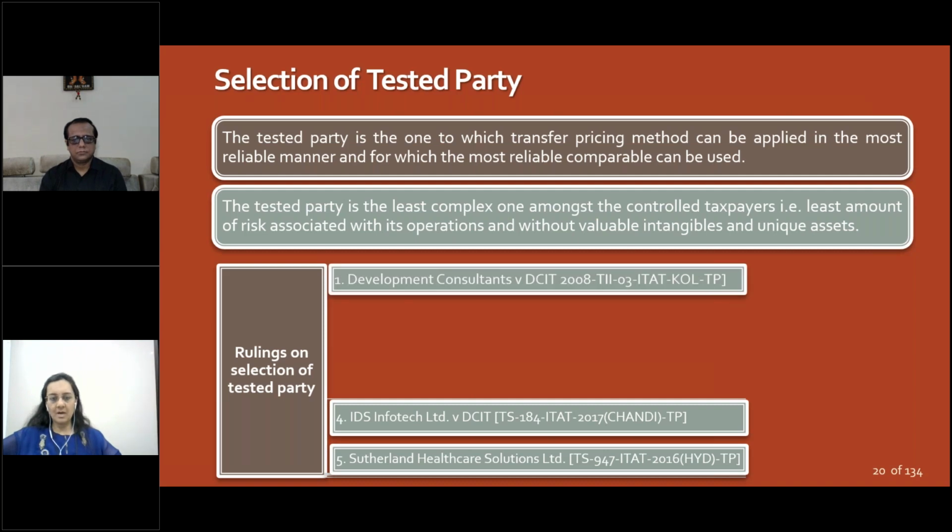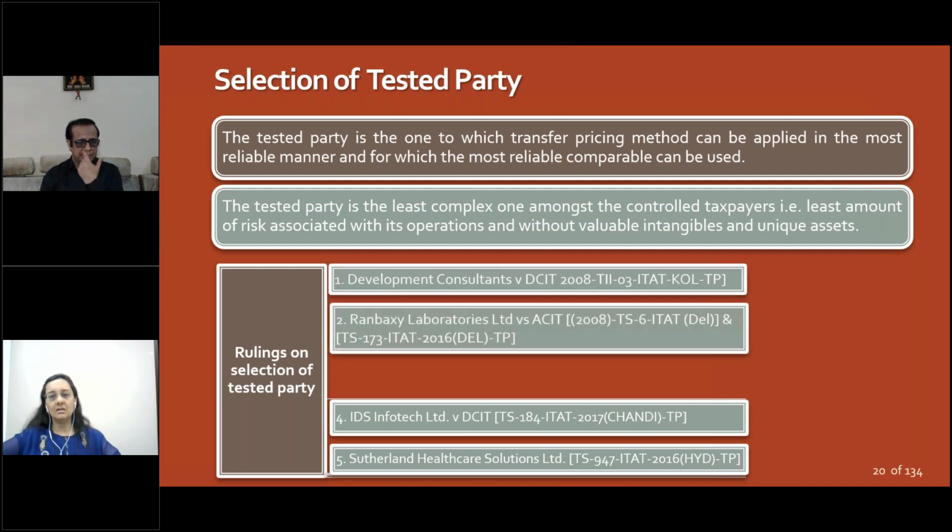This was not accepted by the ITAT in Delhi, and they said no, the foreign parties cannot be taken as the tested party. Subsequently, Ranbaxy signed an APA with the Indian government. In the APA, the foreign parties as the tested party were accepted, and subsequently the ITAT also accepted the foreign party as the tested party.